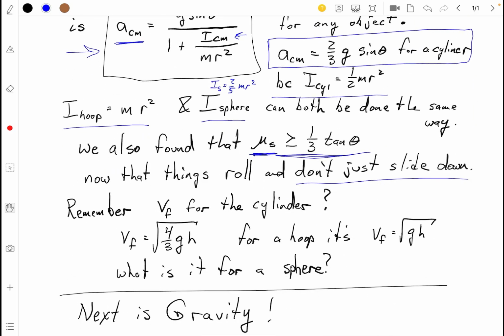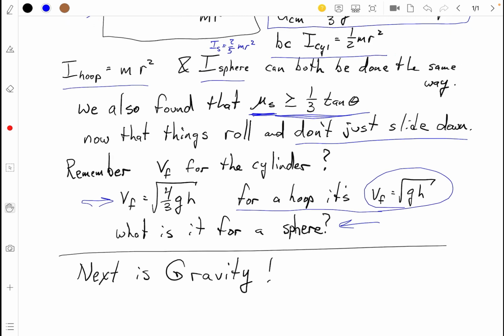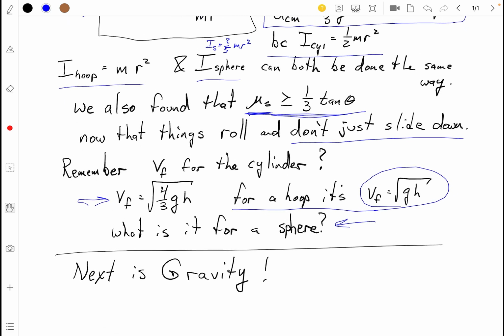So then we did this thing with the final velocity for the cylinder. We found it to be this. For a hoop, it's this. And you can ask yourself, well, what is it for a sphere? Okay, and that's a good question. All these are great questions that might be asked.